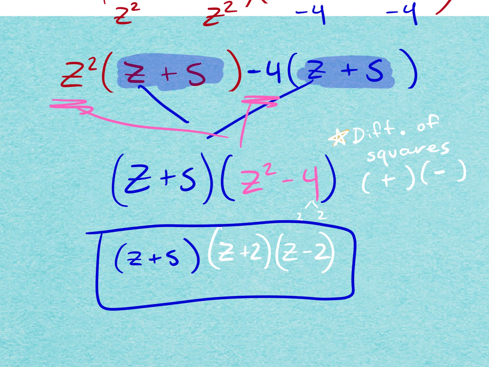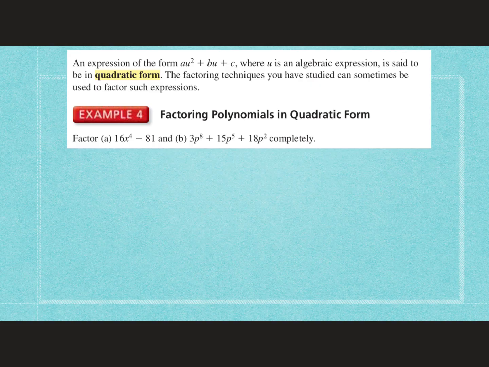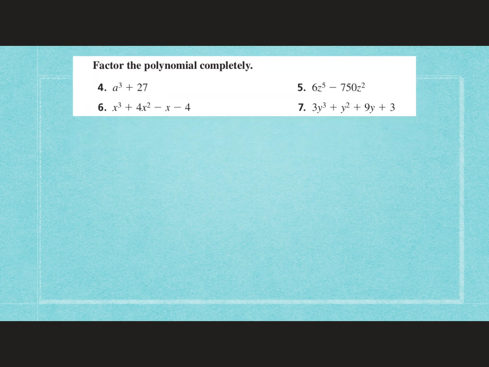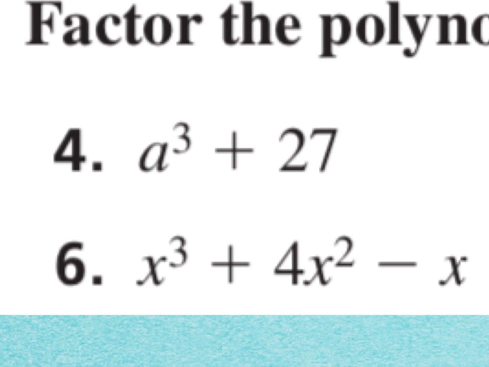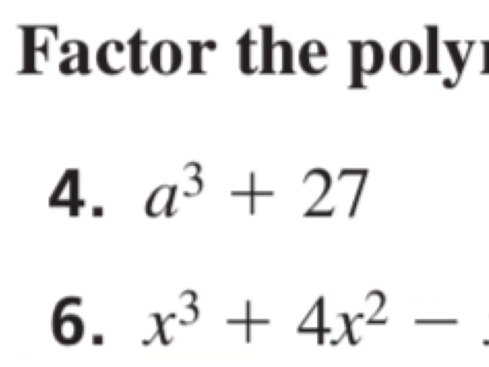So just like I said in the beginning, what's going to make these different than what we've done in the past is that you will probably be able to factor more than once. So we factored by grouping, but then we had to factor again with our difference of squares. So let's look at 4. What type of question is 4? The difference or... sum, because we're adding, so it's the sum of cubes.